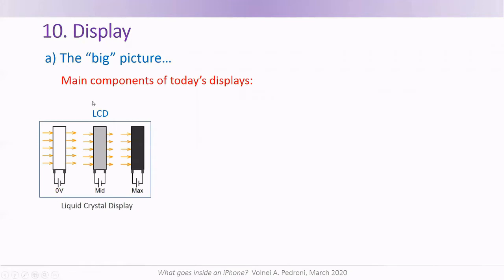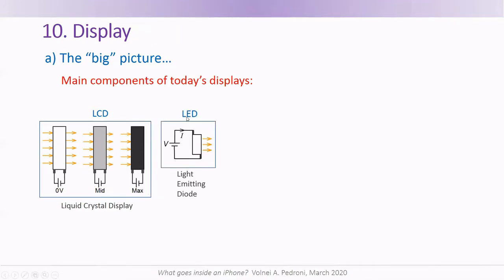The first component is the LCD. You can think of it for now as a sheet of glass whose transparency is controlled by a voltage. In this example, with 0 volt, it is completely transparent, so the light that arrives passes through. With a middle voltage, the light is attenuated, and finally, when the voltage is maximum, it becomes completely opaque. It can also be constructed to do the opposite of this.